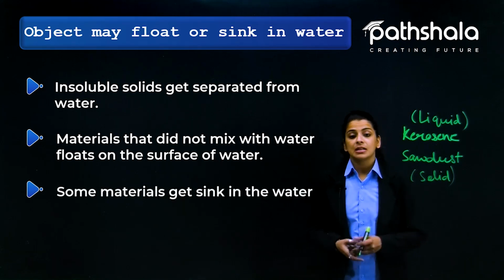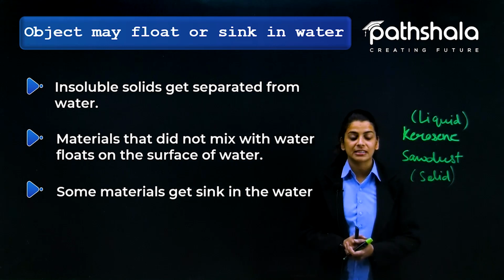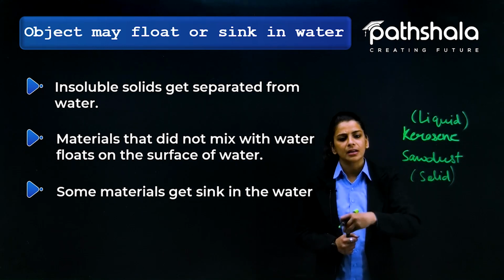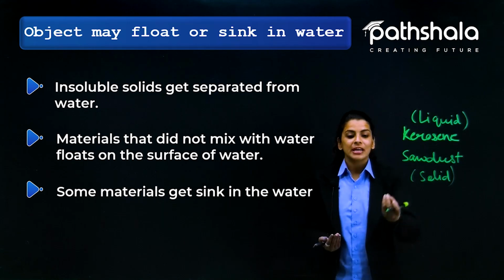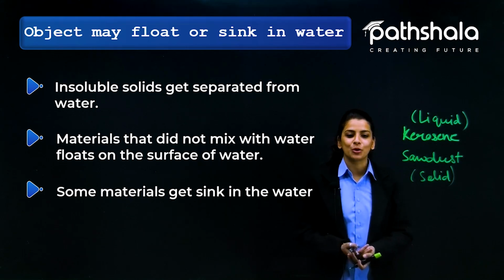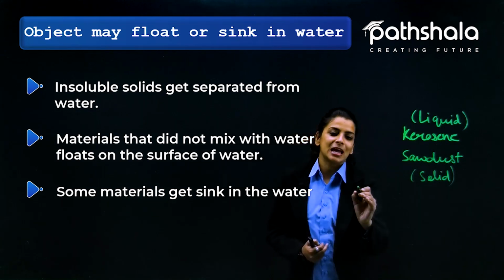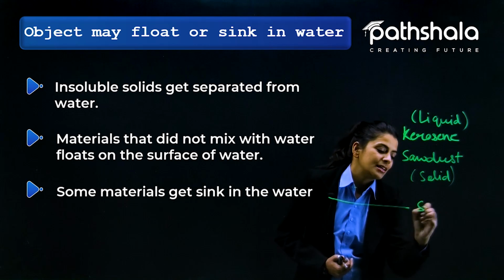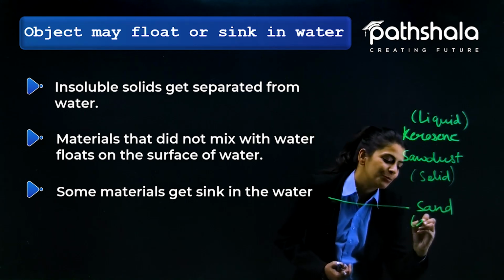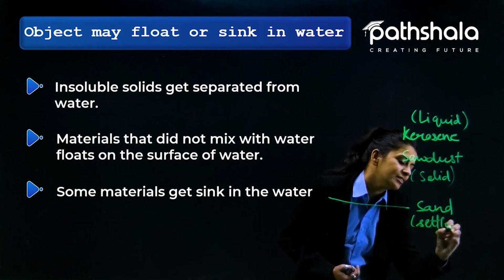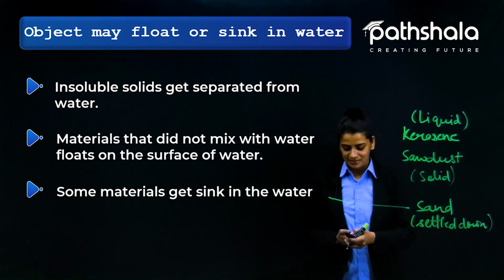Next, we have some materials that sink in the water. ऐसे भी हमने ऑब्जेक्ट्स सब्सटेंसेस देखे जो कंप्लीटली सिंक कर गए. एक तो वो सॉल्युबल नहीं थे, इनविजिबल भी नहीं थे, so they were quite heavier as compared to the water, so they got settled in the water. So such type of examples we saw: sand. Sand settled down at the bottom of the water. We studied about sand in this case.